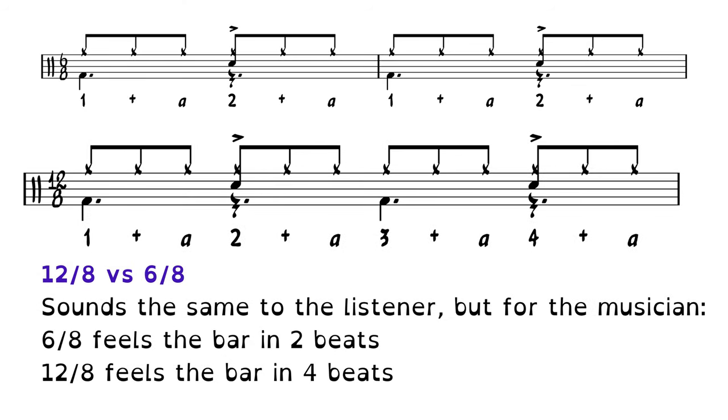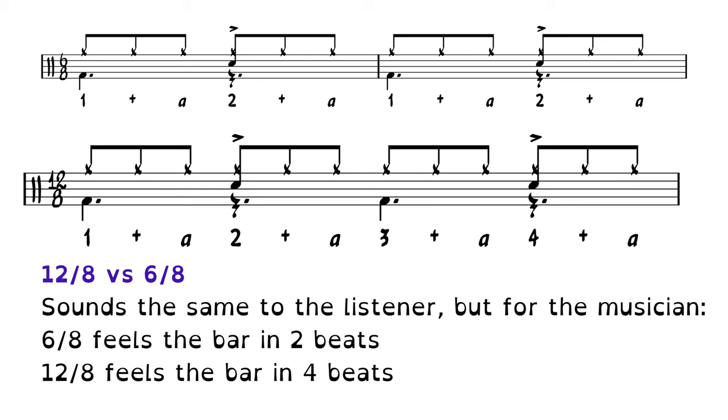For the same reason, I see the time signature 6-8 and 12-8 used quite interchangeably, with the only difference being one arrangement is feeling every bar in 4 and one arrangement is feeling every bar in 2. It just depends how the arranger wants the musician to feel the music or how they want to organise their notes in the bar. It makes no difference to the ear.